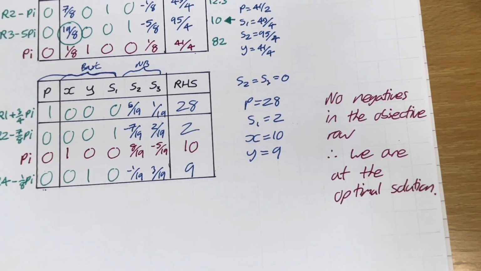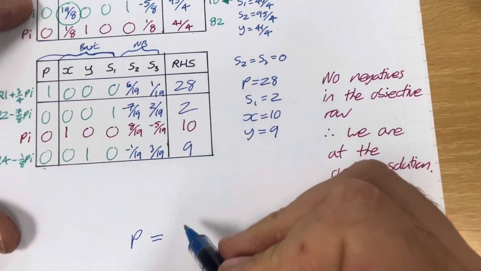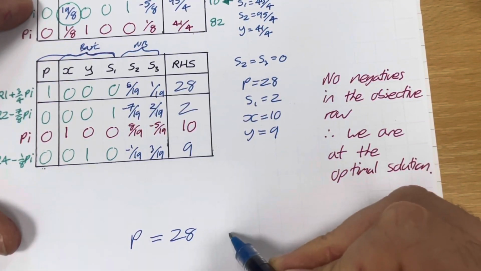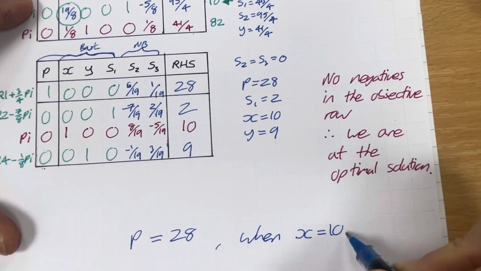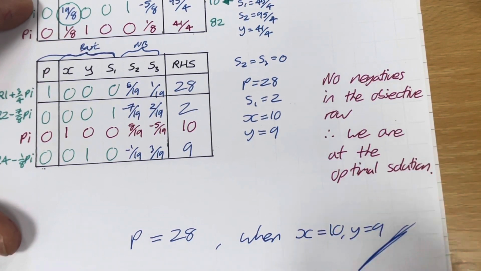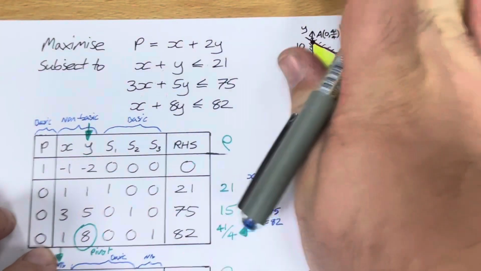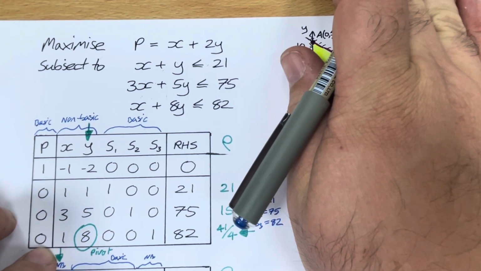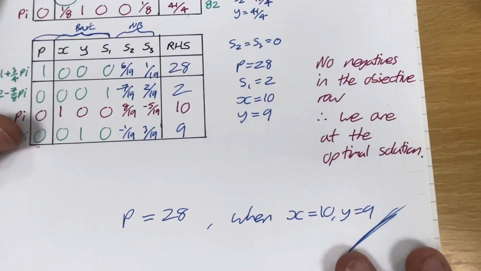Okay. So the solution to the linear program, we don't actually care about what the slack variables are. We just care about what p is. So p is equal to 28, and this occurs when x equals 10 and y equals 9. Okay, so we have solved this linear program now using the simplex algorithm. And yes, I've drawn the graph for reference, but you wouldn't need that in the actual execution of simplex. Okay. So there, that's the simplex algorithm.